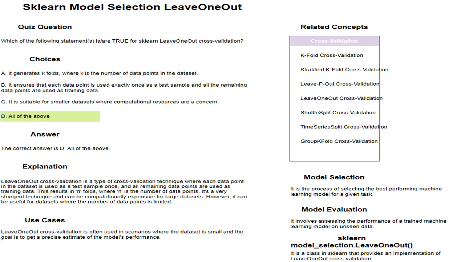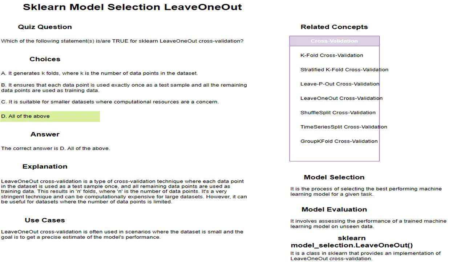Time series split cross-validation is a type of cross-validation that is specifically designed for time series data. It splits the data into folds that respect the temporal order of the data. Model selection: time series split cross-validation can be used to compare the performance of different machine learning models on a given time series dataset.